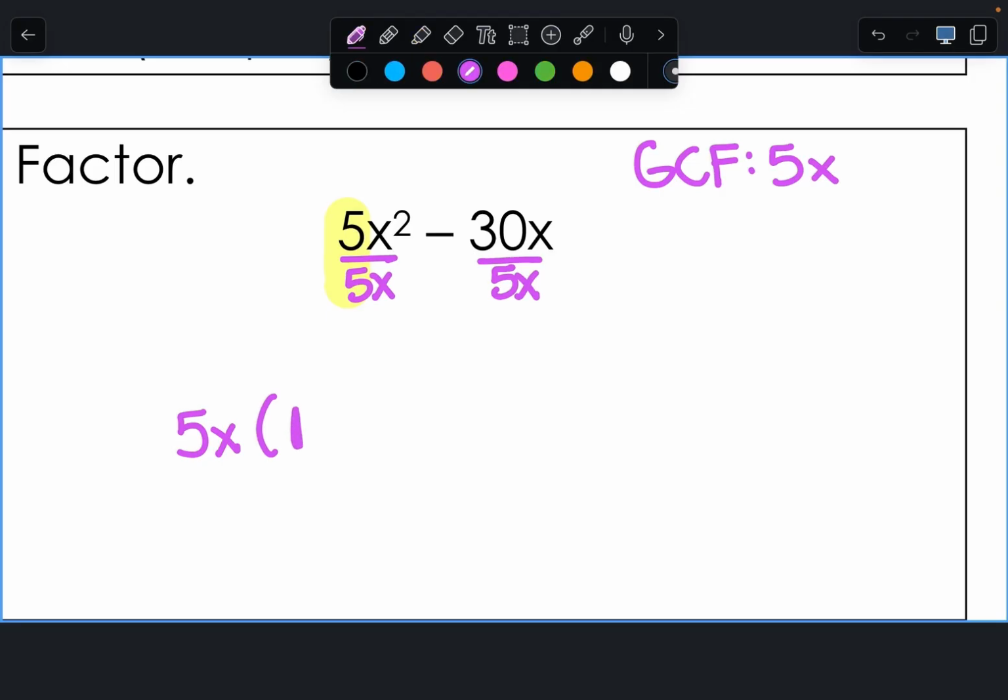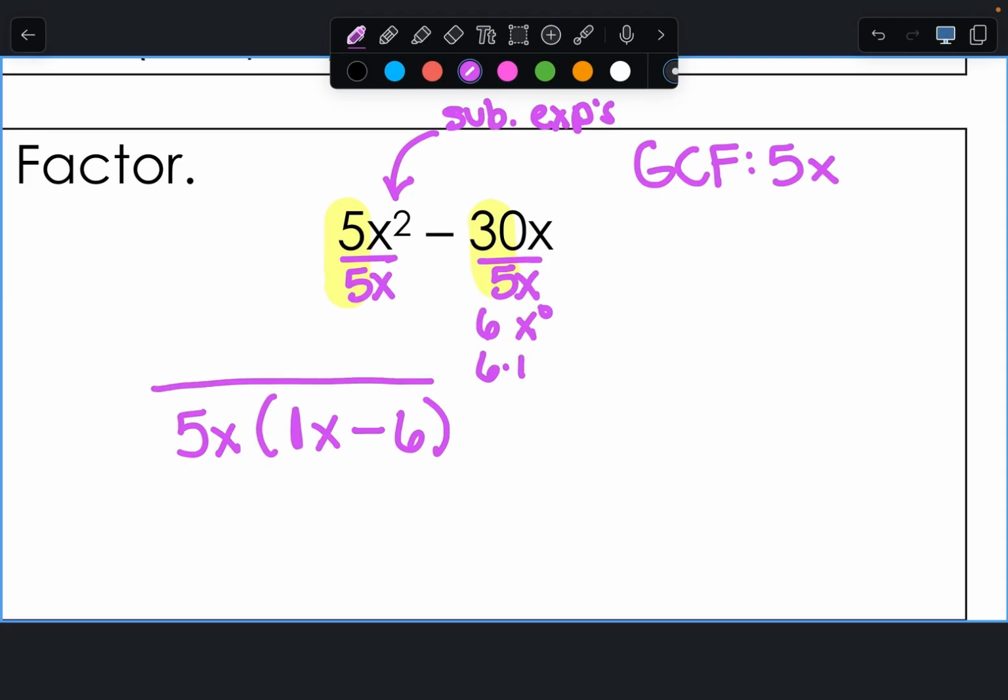When it comes to your variables, all you have to do is subtract the exponents. So 2 minus 1, 1x. Now the other side, 30 divided by 5 is 6. The x's cancel out, which gives you x to the power of 0. But x to the power of 0 is 1. Anything to the power of 0 is 1, and 6 times 1 is 6. So we just say that they cancel out. Okay?